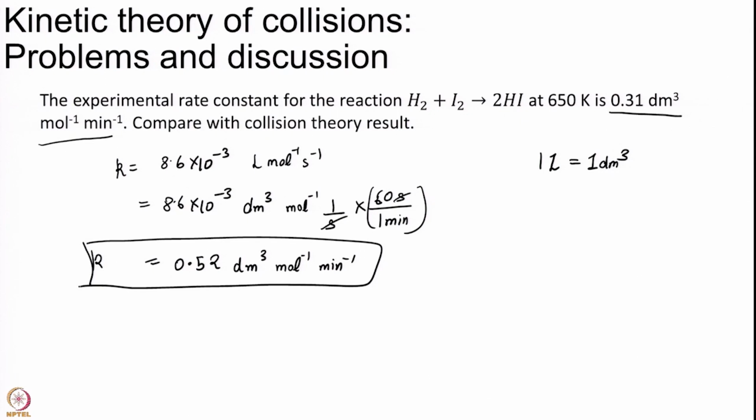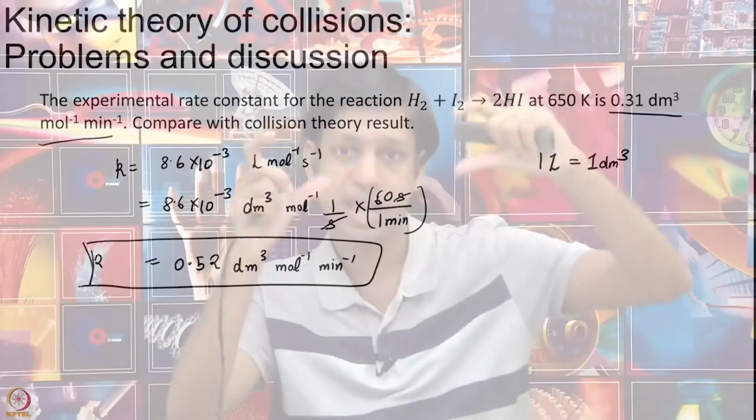This is not bad at all, given that this is such an approximate theory, it does not even have bonds. So, if I have to think of H2 plus I2, H has a bond and I has a bond and it does not look like a sphere at all, right. H2 is not a sphere, but you see that the comparison is not bad within a factor of 2. Okay. In your assignment you will be solving more problems.